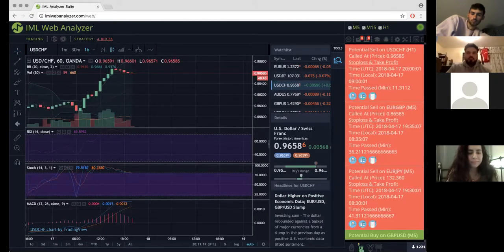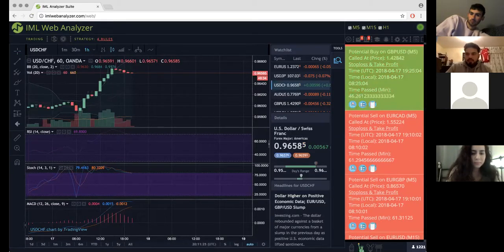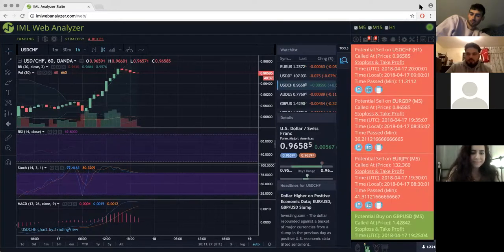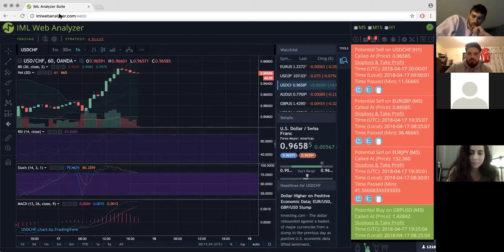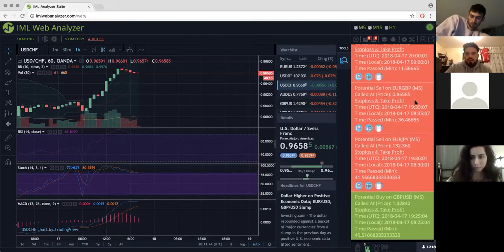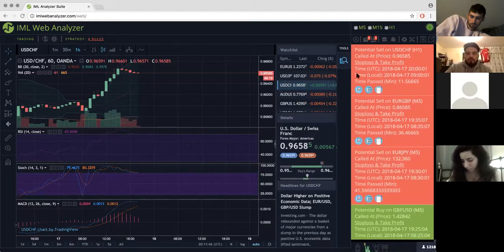Right, this is the web analyzer, guys. Please don't be afraid if mine looks different to yours. I changed my background to be black because it looks much nicer than the normal one. So, web analyzer, very, very simple. On the right-hand side, it tells you your potential signals. This is the hourly one. It will tell you a potential sell on USD Swiss franc, a potential sell on Euro GBP, and Euro JPY. So these are all potential signals.